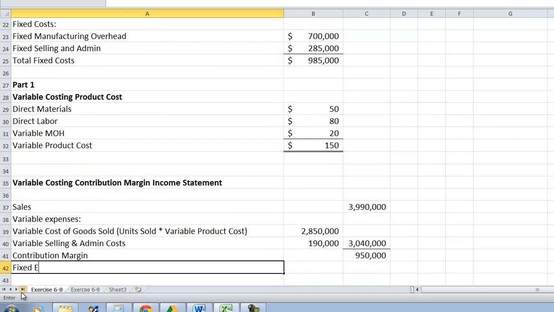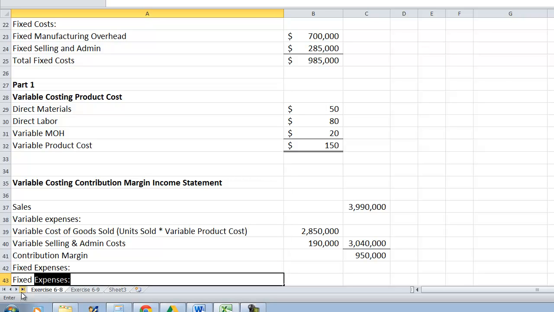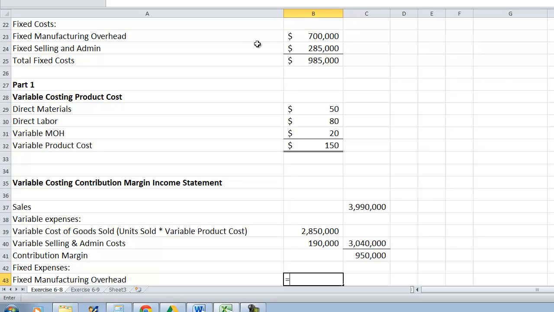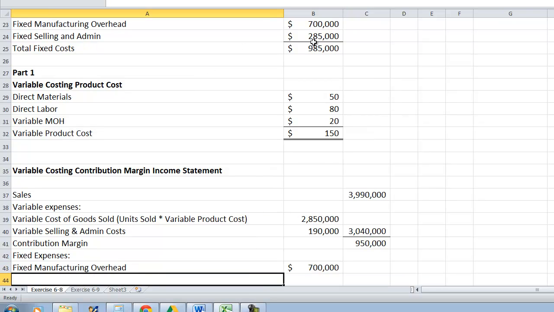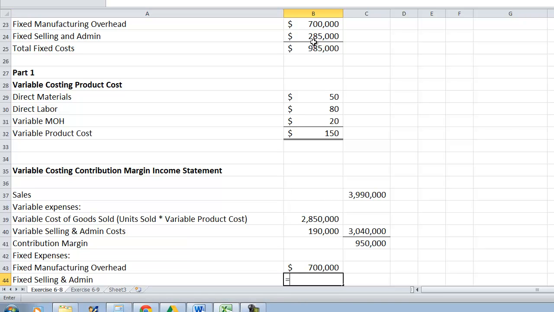Then we have fixed expenses. And the fixed is fixed manufacturing overhead. And that was given up top as 700,000. That's part of the problem. And then we have fixed selling and admin. In the past, we've broken out selling and admin, and then the actual cost of the product. Here, we're including fixed overhead as part of the fixed expenses because this is a variable cost contribution statement.